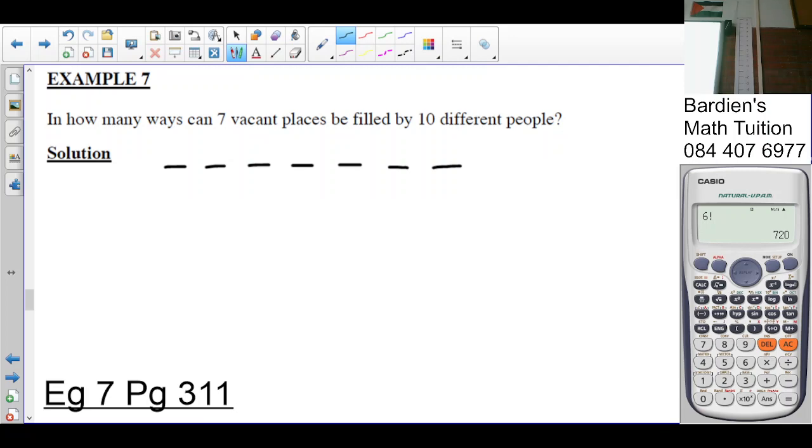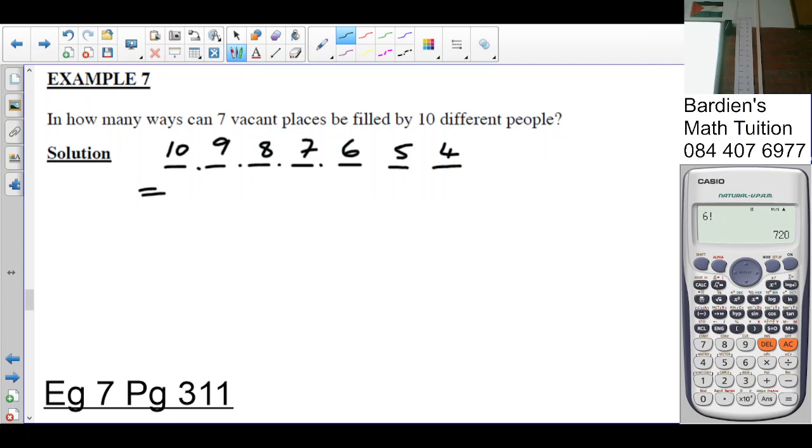So how many options do we have for the first bit? 10. If one person is filling that, then from the listed amount of people 9 are left, which is 9 options. Then we have 8, 7, 6 people to choose from, then 5. Of course, looking at this here, there are 7 vacant places being filled by 10 different people. So at this point you must remember that 3 people would not have placement. Okay?